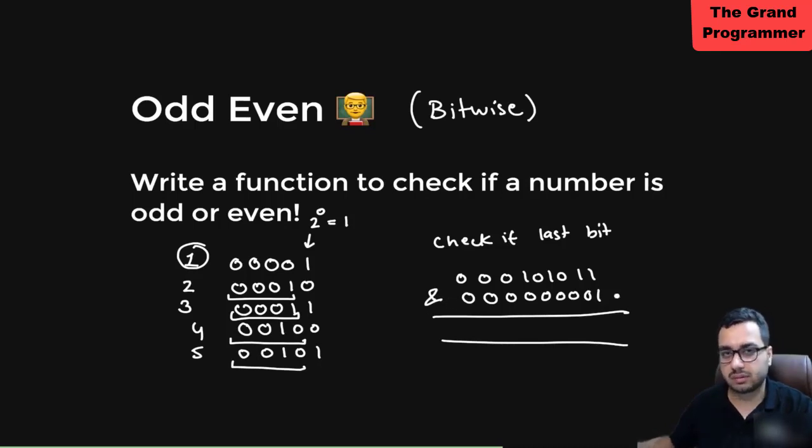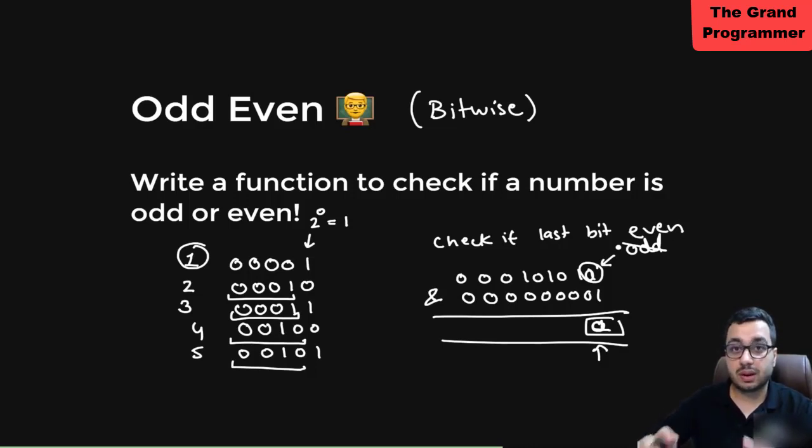So we have lots of zeros here. The only thing we will get is at the last position. If the last position is 1, that means this position was 1, and that means this number is odd. But if the last position is 0, then we will get a 0 here. That means this number is actually even. Okay, so I hope you understood how we can check whether a number is odd or even.